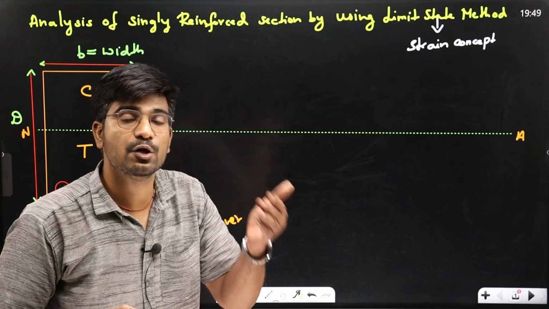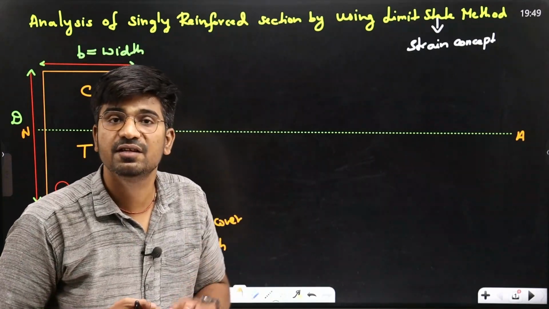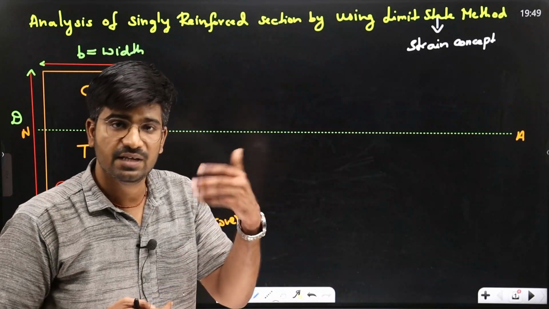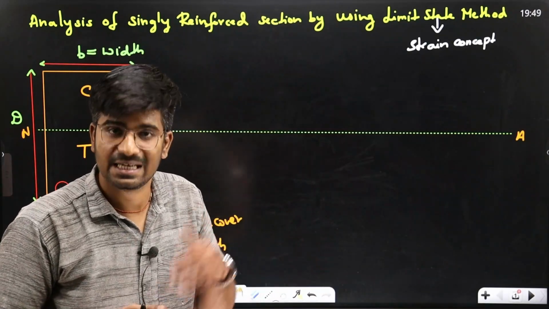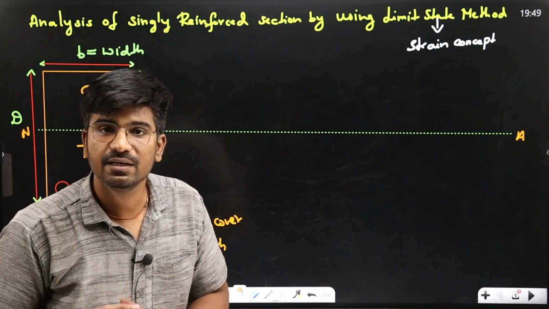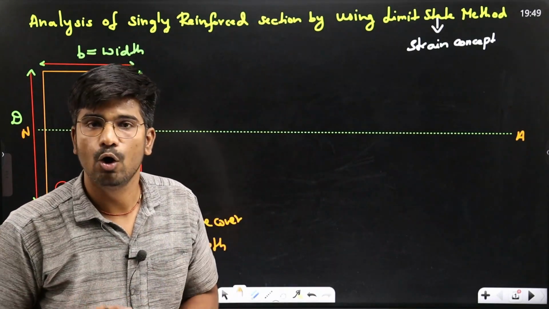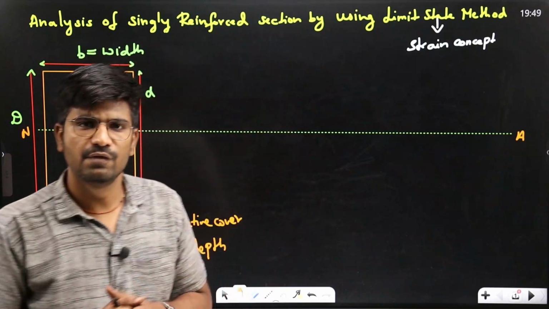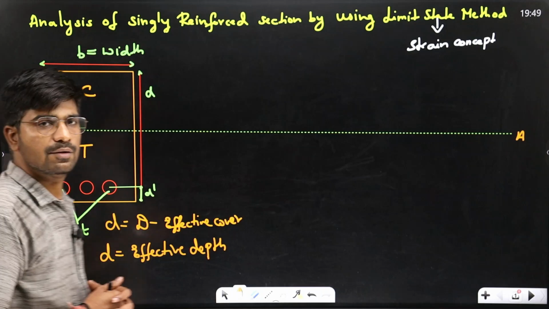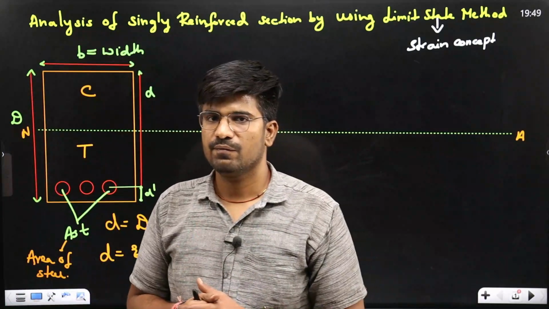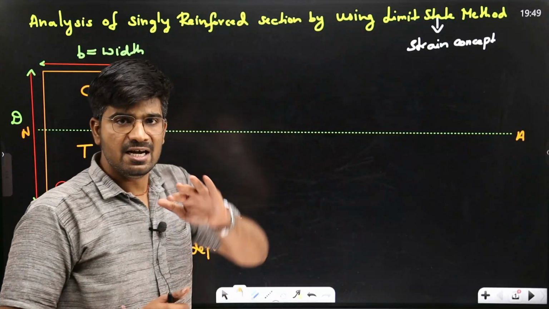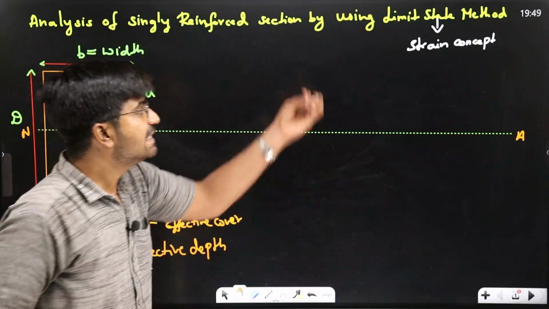Okay, what is limit state of collapse? What all things come under limit state of collapse? That is your bending, compression, shear, and torsion. And in serviceability there is vibration, cracking, and deflection. All these things come under serviceability. We have already studied this. But here, what we are doing is analyzing a singly reinforced section by using the limit state method, and the limit state method is totally based on the strain concept.